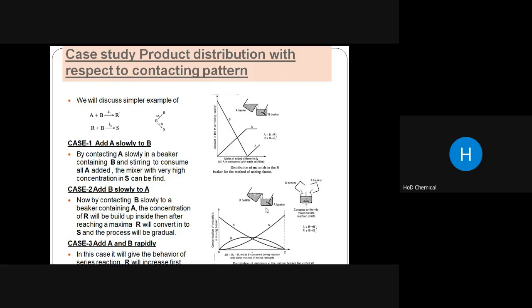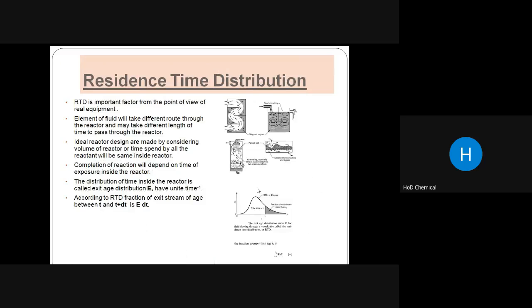Okay, and then here case 3, the components A and B can be added simultaneously. So here both the reactants, or both the components, can be added simultaneously. So here the uniform mixing can be high, and the recycle ratio is also obtained in an increasing manner. Okay.